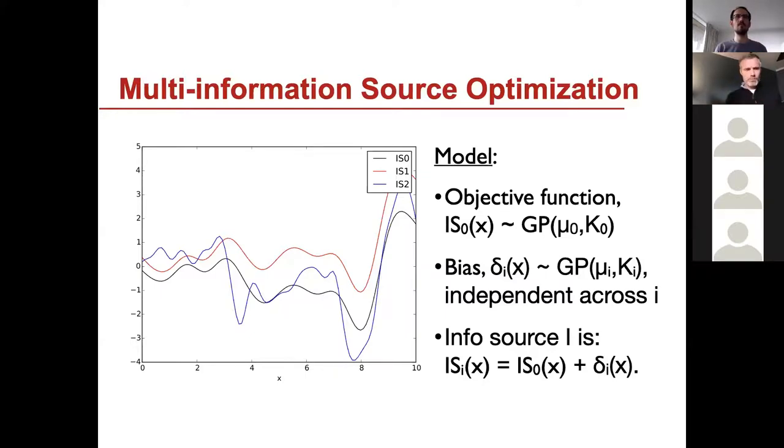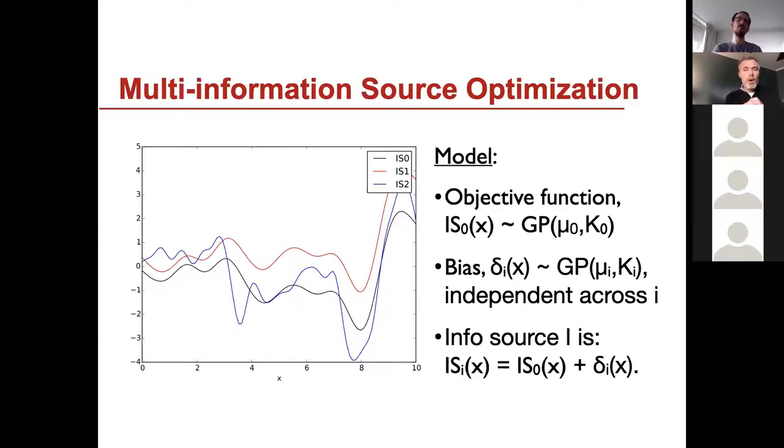from all of the different information sources. And in the figure here, I'm showing you a particular example where the objective function is in black, and then I have two biased lower fidelity models here, IS1 and IS2. The thing that you'll notice is that the red information source has a consistent positive bias, but the magnitude of the positive bias doesn't really change that much with x. Whereas the blue information source has a bias where, if you were to integrate it over the whole domain, the average bias is close to zero, but the bias is significant, either positive or negative, in smaller ranges of x.